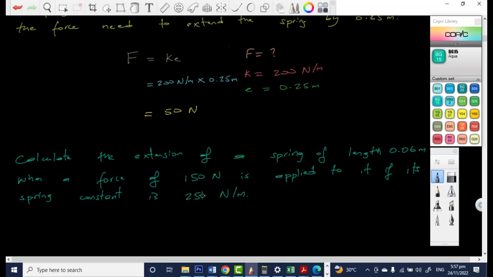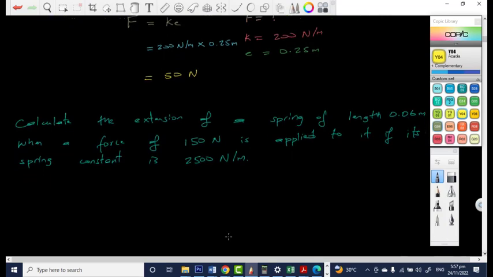2,500 newtons per meter. So let's see what we have here. First of all, let's write out our formula. So the formula is F is equal to KE. Now we're given the force, so we're given F as 150 newtons. We're given K, and we said that K is 2,500 Newton per meter, and we want to find the extension E. So let's work that out now.